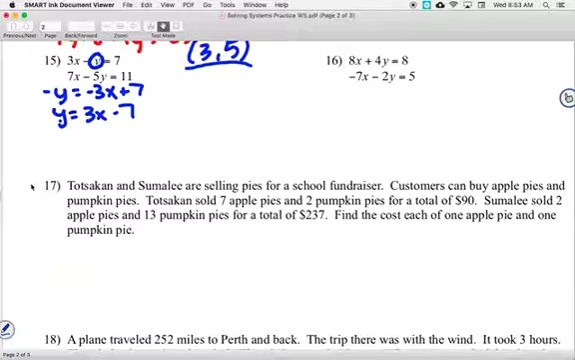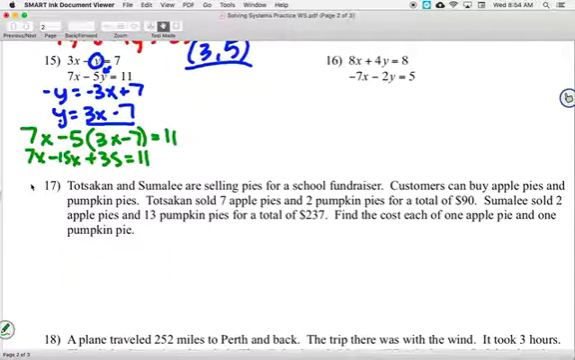We're going to take this 3x minus 7 and put it in place of y right there. So it would be 7x minus 5 times, we're not having the y anymore, 3x minus 7 as well, equals 11. Good. So now we're going to multiply that negative 5 through. So 7x minus 15x plus 35 equals 11.